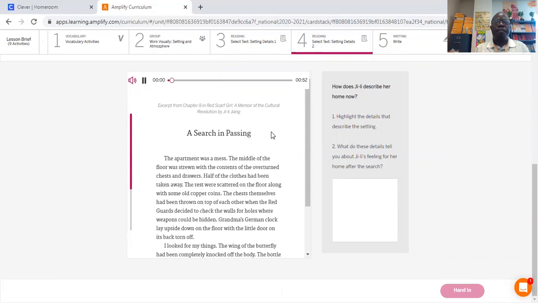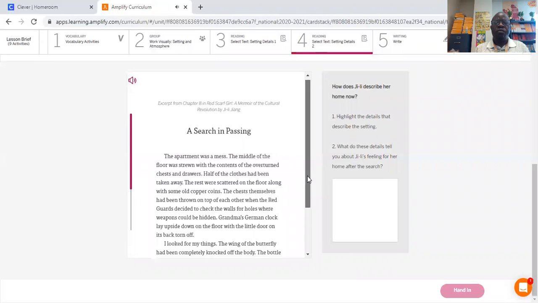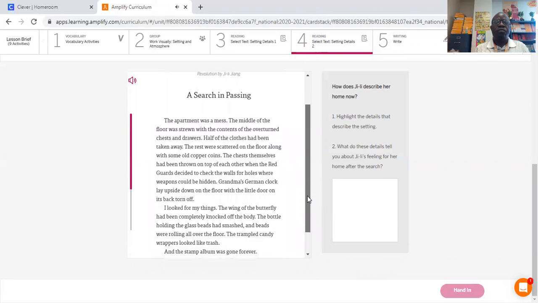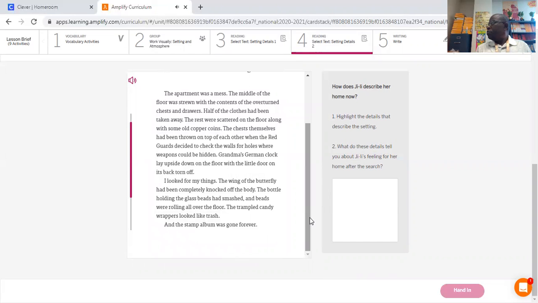Actually came out. The apartment was a mess. The middle of the floor was strewn with the contents of the overturned chests and drawers. Half of the clothes had been taken away. The rest were scattered on the floor, along with some old copper coins. The chests themselves had been thrown on top of each other when the Red Guards decided to check the walls for holes where weapons could be hidden. Grandma's German clock lay upside down on the floor, with the little door on its back torn off.